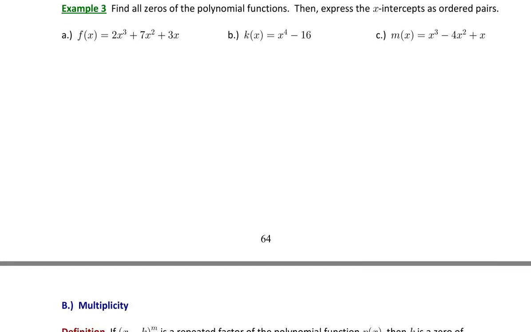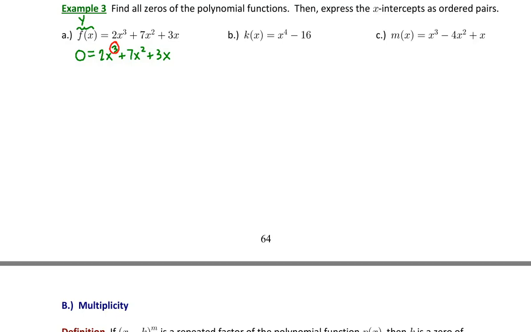In example 3, find all zeros of the polynomial function and then express the x-intercepts as ordered pairs. To find the zero of a polynomial function, we set the whole thing equal to 0. Now remember, this is a y over here, so technically we're setting y equal to 0, and when y is equal to 0, we're dealing with an x-intercept. So we need to solve this degree 3 polynomial equation. Because it's degree 3, I'm anticipating at most 3 zeros.